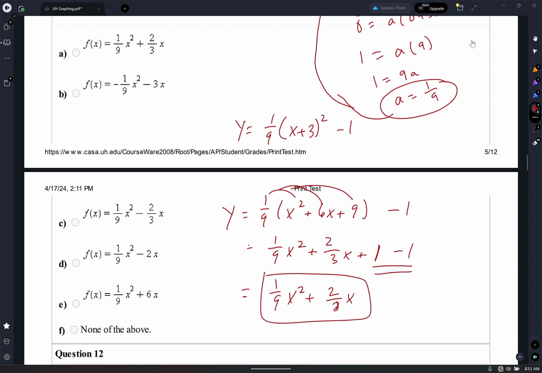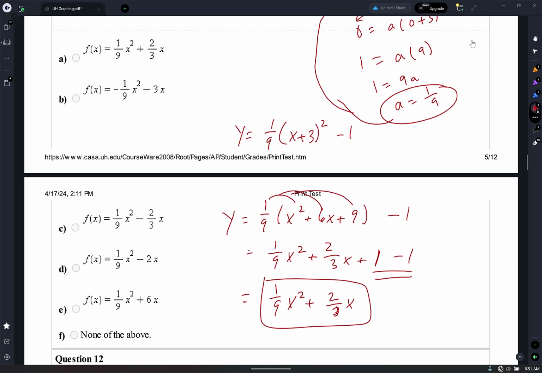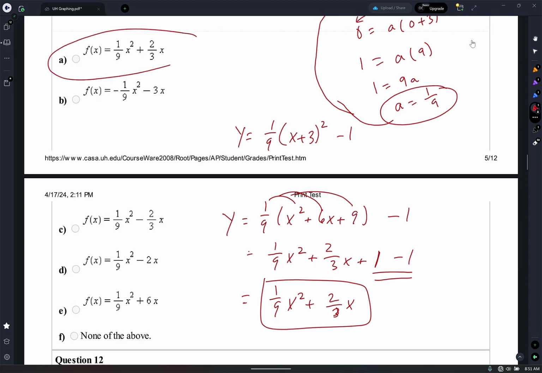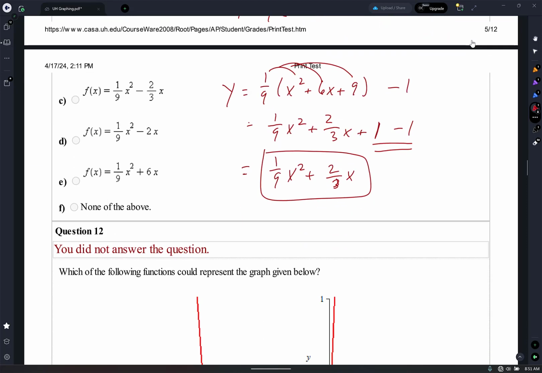There it is. So let's look for that. 1/9 x squared plus 2/3 x. Letter A. Cool. All right, we're almost done, guys.